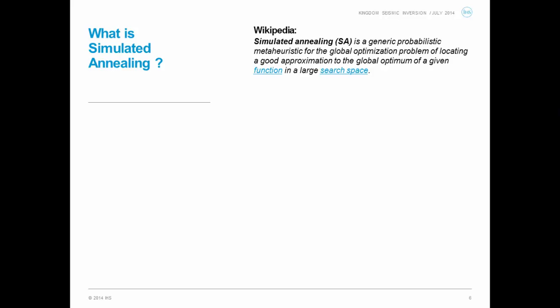From Wikipedia, we get a mouthful of a definition. It says, simulated annealing, SA, is a generic probabilistic metaheuristic for the global optimization problem of locating a good approximation to the global optimum of a given function in a large search space. It is often used when the search space is discrete. For certain problems, simulated annealing may be more efficient than exhaustive enumeration, provided that the goal is to find an acceptably good solution in a fixed amount of time, rather than the best possible solution.